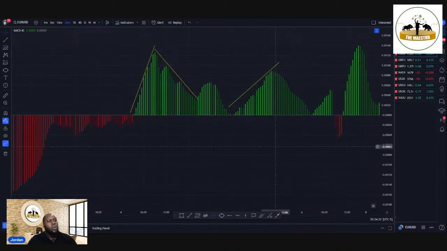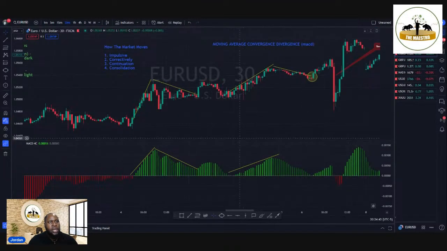And usually, what tends to happen is as the histogram gets lower and lower, and it even retests the zero line, it's a good indication that your retest is valid for an entry, that the retest that's currently going on is valid for an entry. So what do I mean by that?